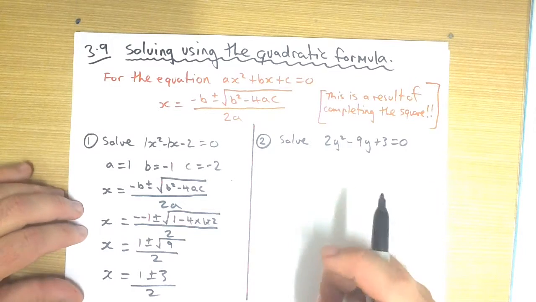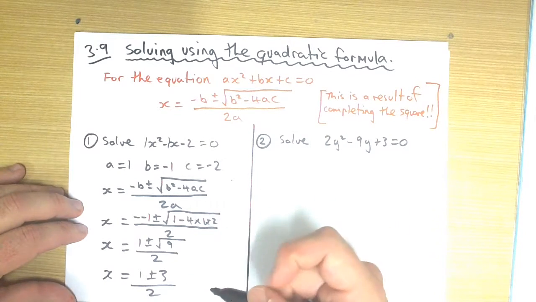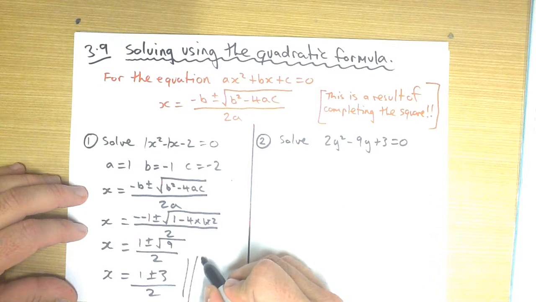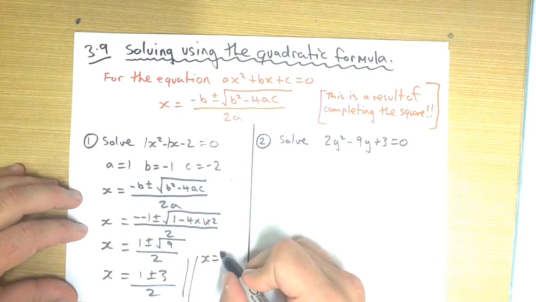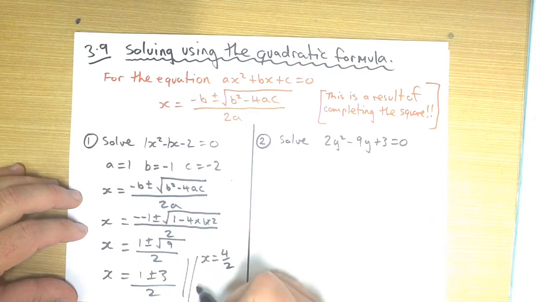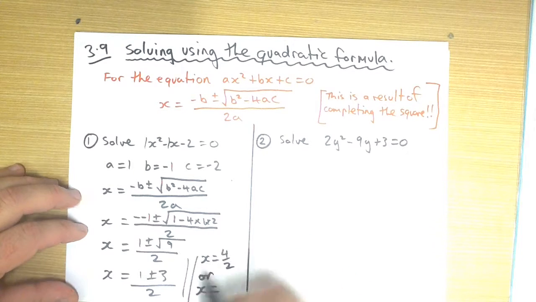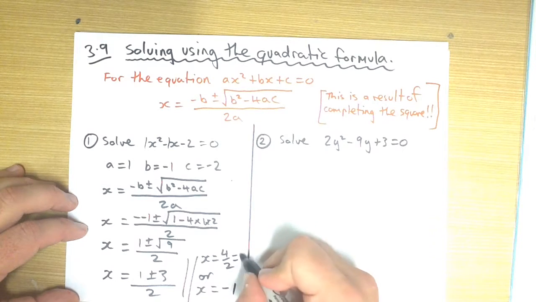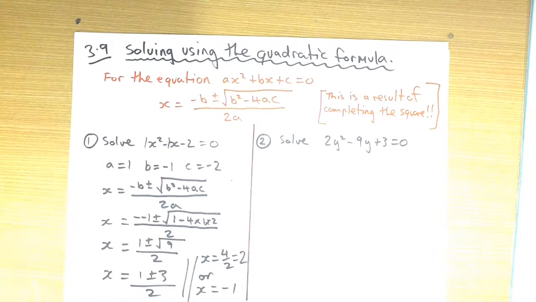Okay, now it's customary to write the solutions separately. If you want, you could do that. So you can say x equals 4 on 2, or x equals 1 minus 3 is minus 2 on 2, minus 1. No, that was a bit clumsy. Anyway, let's try the next one.